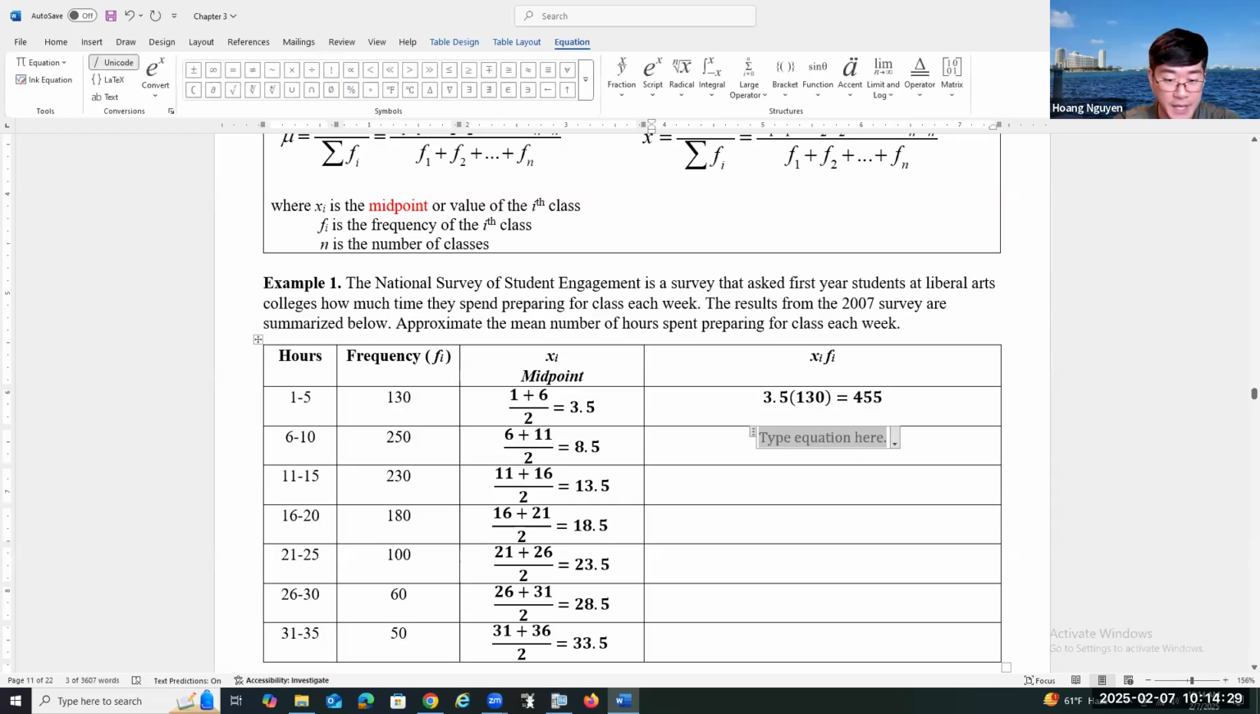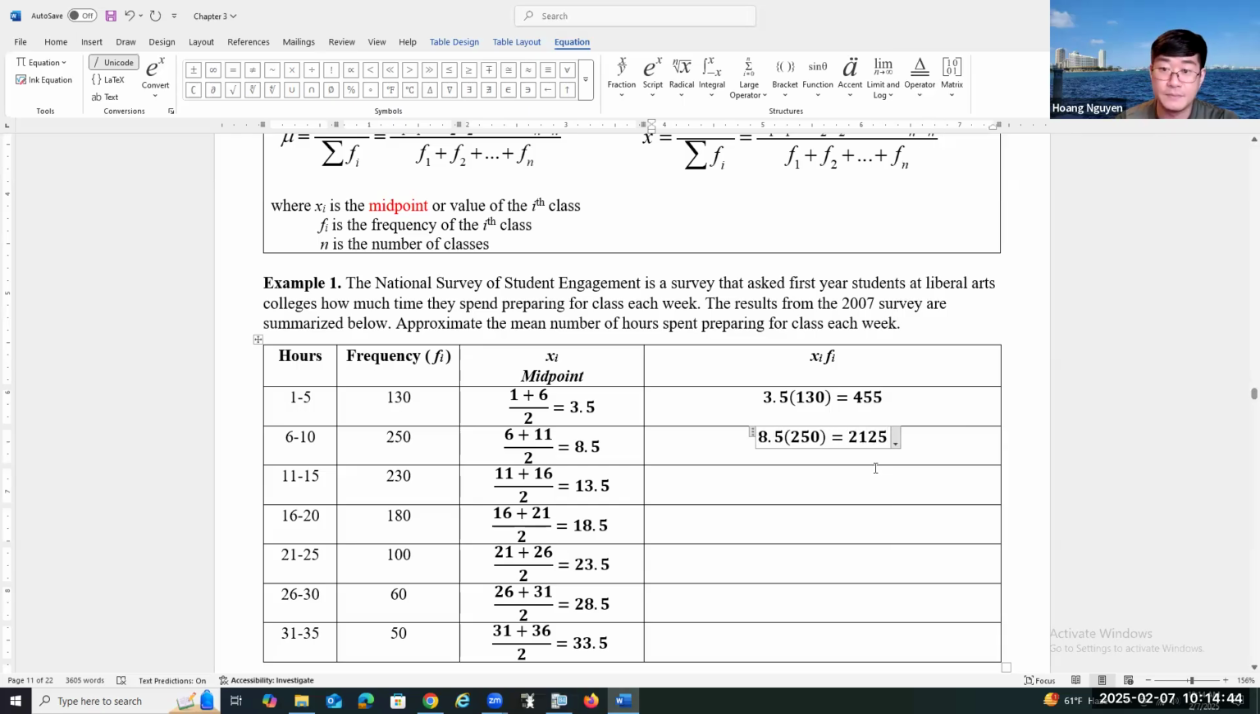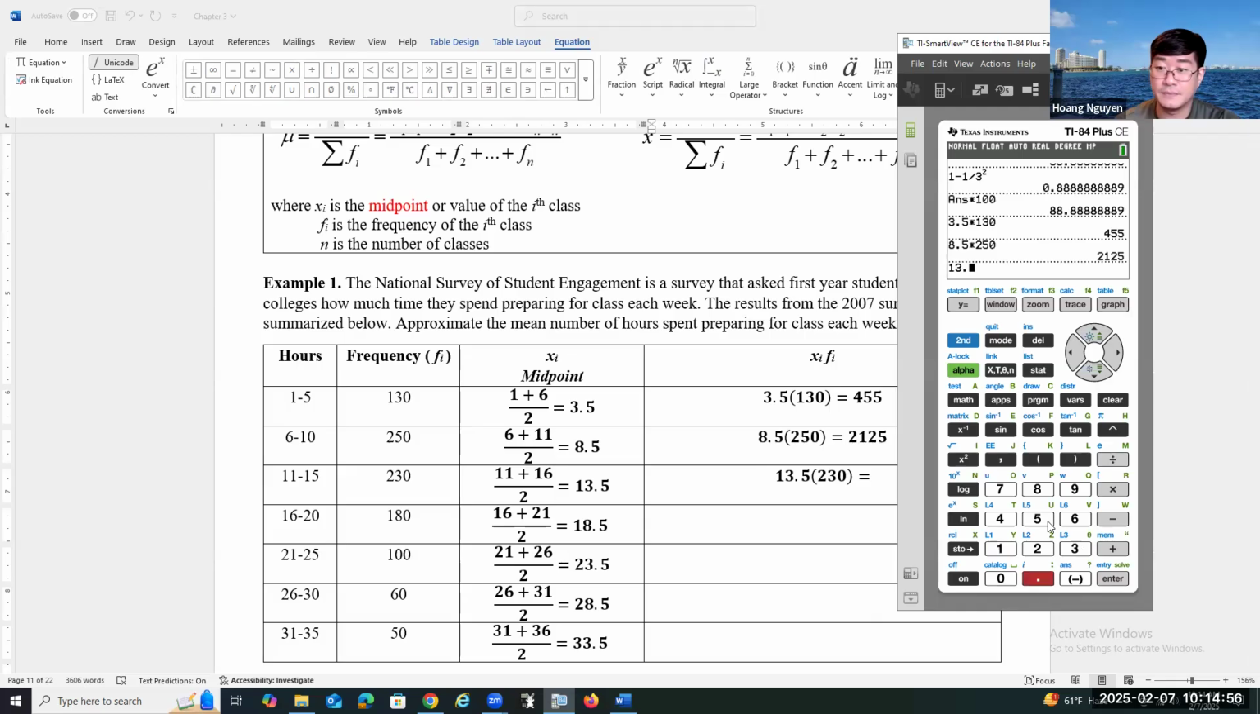Okay, so now the next one is going to be 8.5 times 250. So it's going to be 2125. The number gets very large, right? So now it's going to be 13.5 times 230, which is 3105.